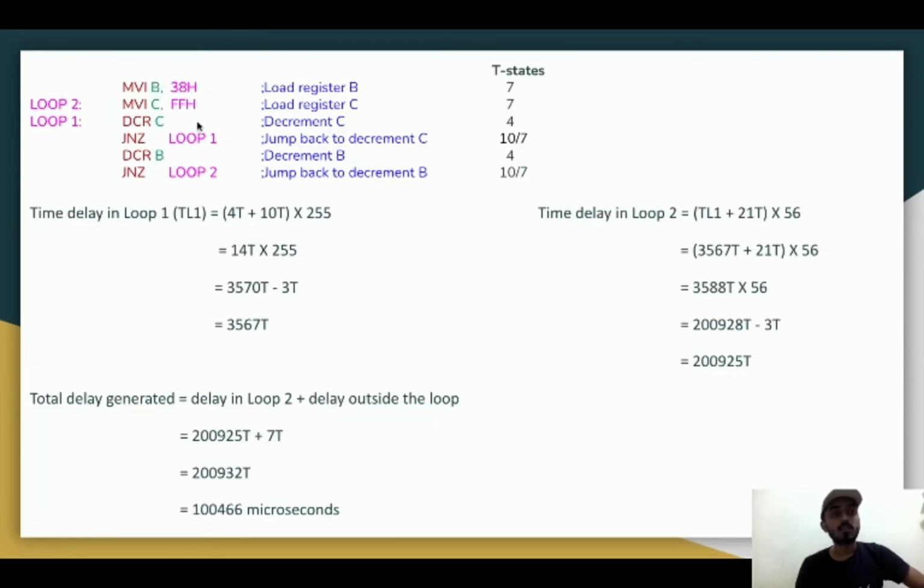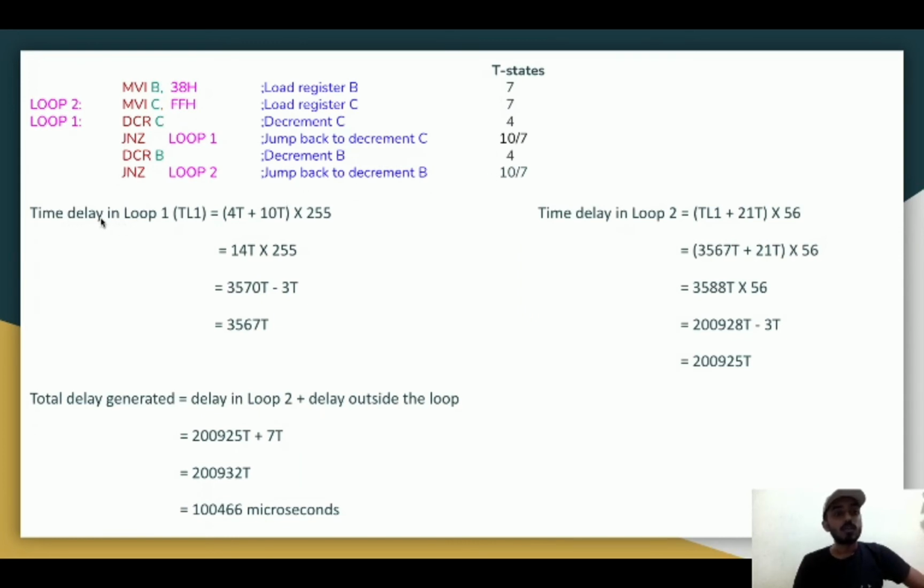So here is the code for nested loop. MVI is used here for loading register B with 38H. Now again loading register C with FFH. Now decrementing C, jumping back to decrement C if content is non-zero, decrementing B and jumping back to decrement B if the content is non-zero. And these are the T states.